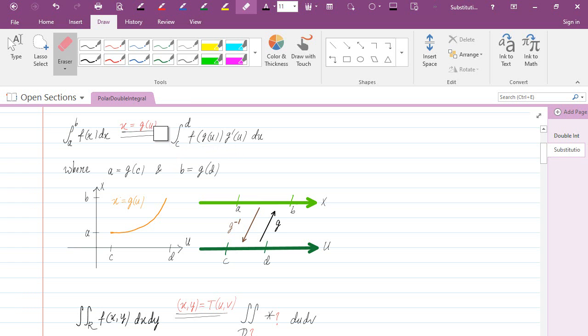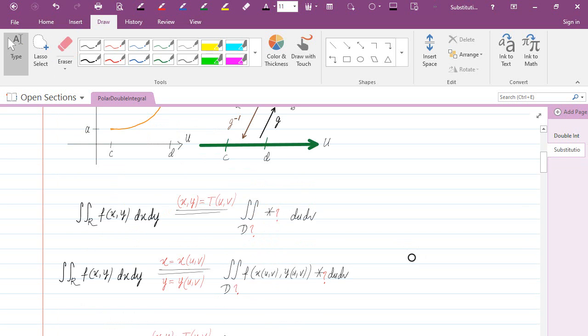And the new interval of integration from c to d is equal to the inverse of g applied to the original interval of integration. So if we apply g inverse to the interval from a to b, then we get the interval from c to d. So that's the new interval of integration here.